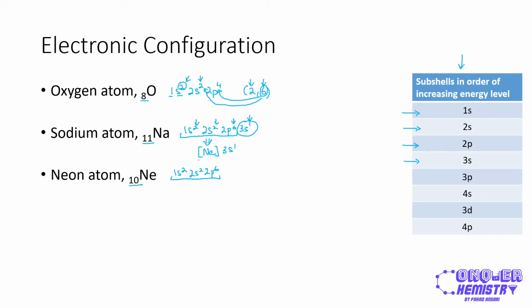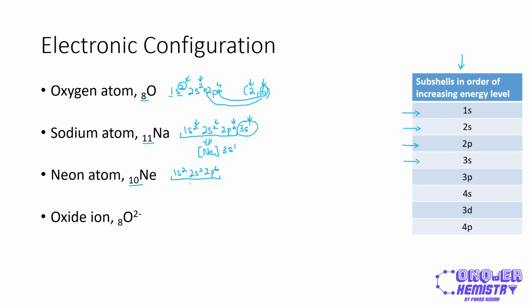And it saves us a lot of time. So you could write this as well. So if you have an atom or an ion, then you could replace the beginning part of its electronic structure or configuration by the symbol of the noble gas in the period before that element in the periodic table.